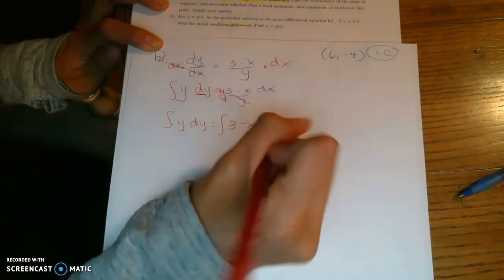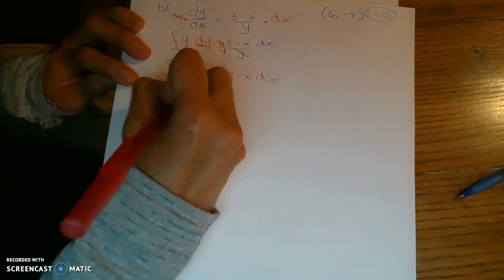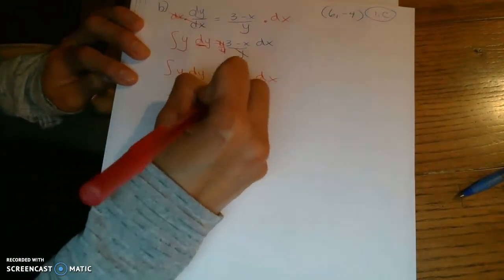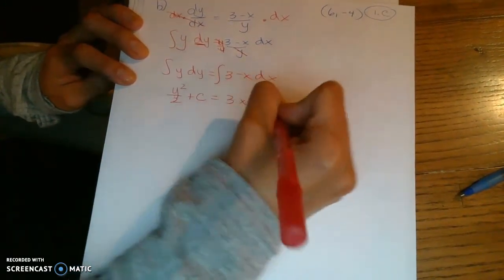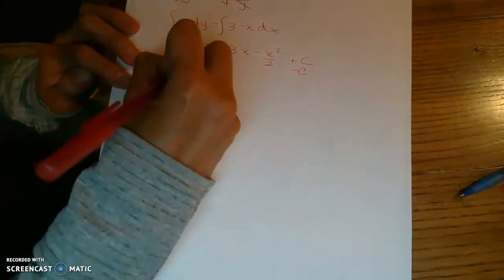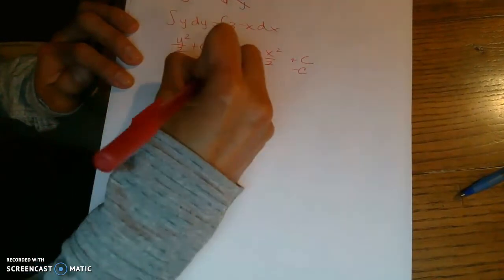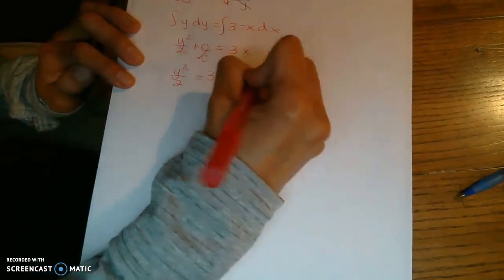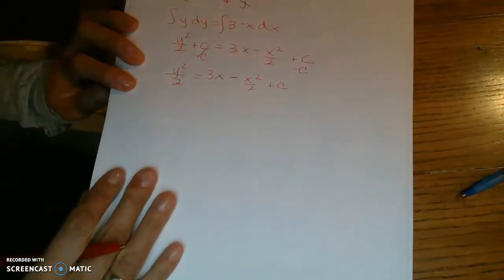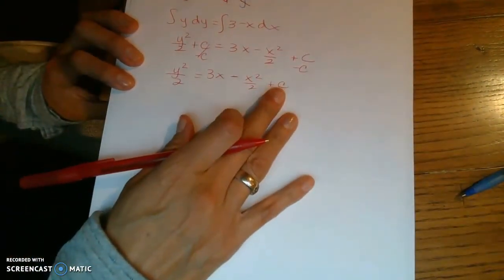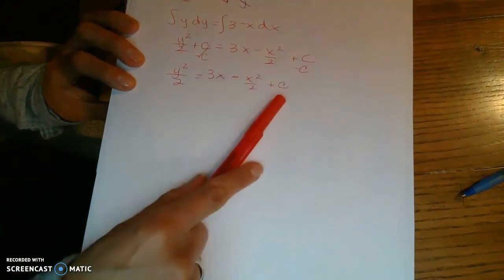I'm able to integrate. So now when I go to integrate this, this becomes y squared over 2 plus c is equal to 3x minus x squared over 2 plus c. I just move over the c. I want 1c. Y squared over 2 is equal to 3x minus x squared over 2 plus c. Remember, that doesn't cancel out. It just gives me a different c. At this point, I have 1c.